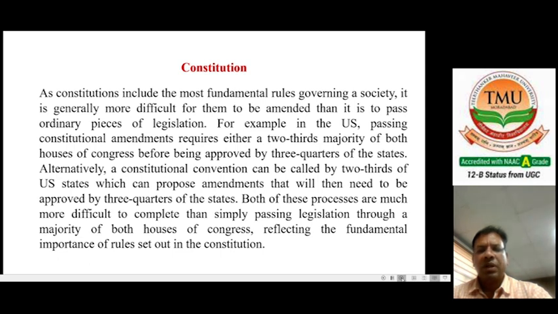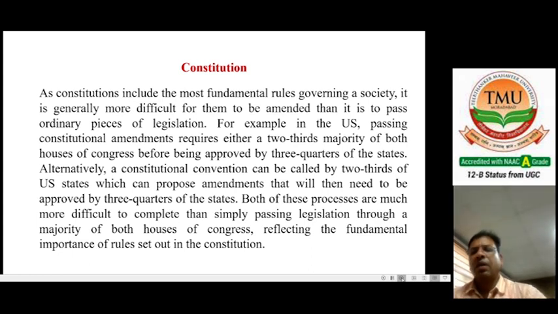Both of these processes are much more difficult to complete than simply passing legislation by a majority in both houses of Congress, reflecting the fundamental importance of the rules set out in the constitution. That means whenever we want to amend the constitution of any country, it is difficult, not easy, as in India or the USA.